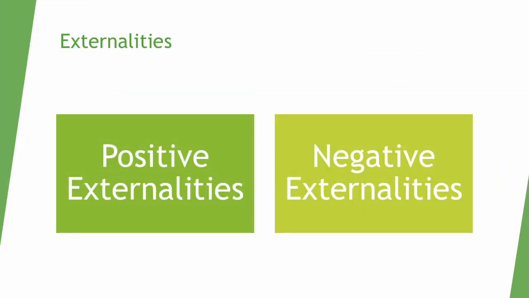Positive externalities are benefits to third parties arising from the consumption or production of a good or service. This leads to market failure in society as goods with positive externalities are underconsumed or underproduced by the market. Negative externalities are costs imposed on third parties as a result of the consumption or production of a good or service. This leads to market failure in society as goods with negative externalities are overconsumed or overproduced.